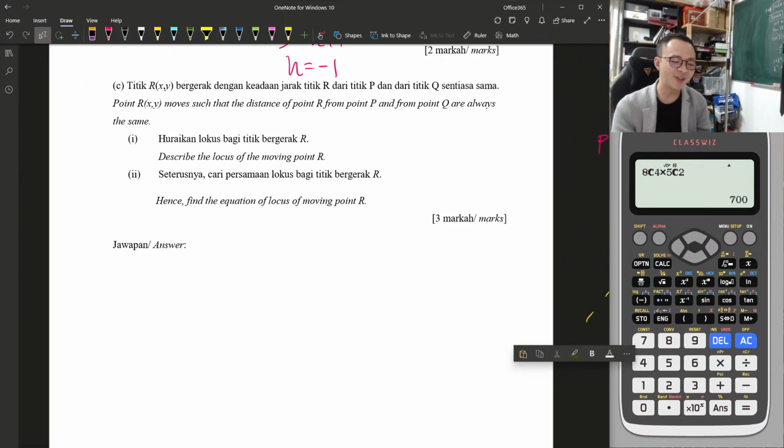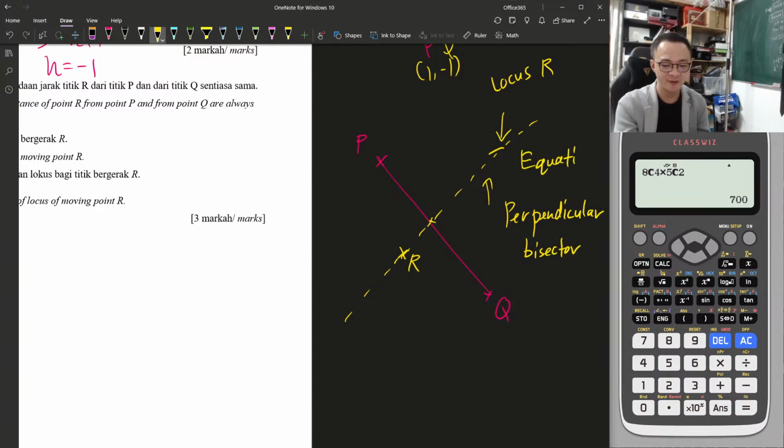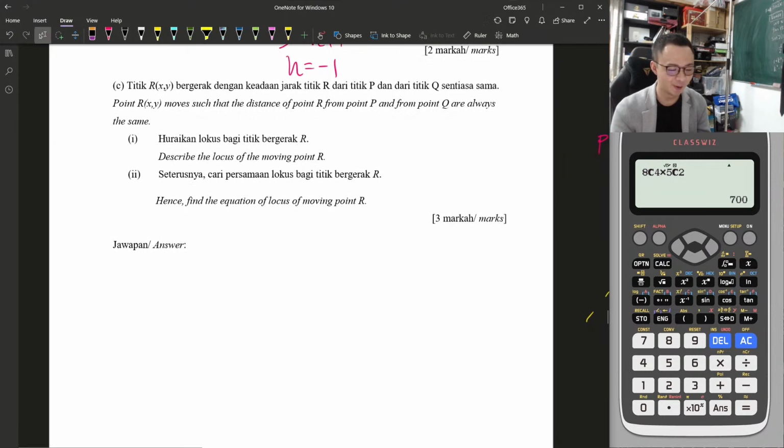So describe this locus. I guess what they mean is they want you to name what this equation or locus is. In this topic we normally call it the perpendicular bisector, or we call it the equation of the perpendicular bisector. Okay? So hence find this equation.